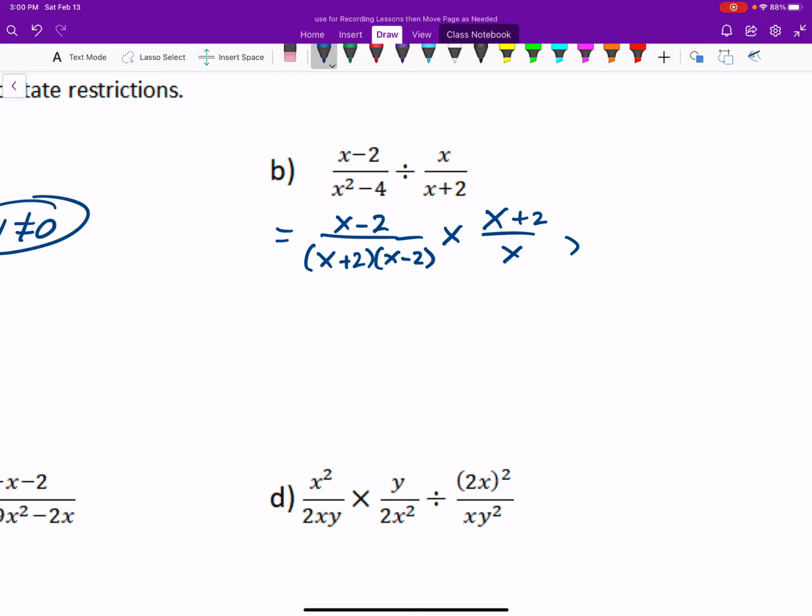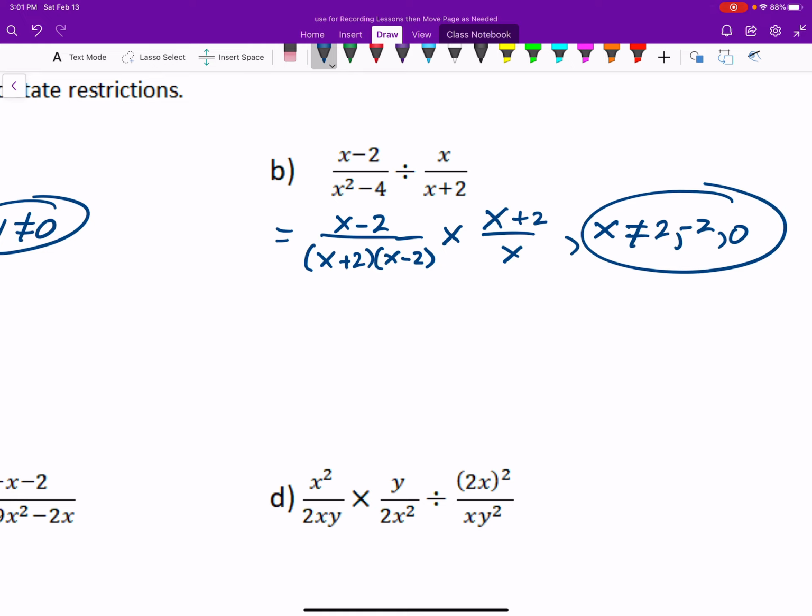As far as the restrictions go, x cannot equal plus or minus 2 from that denominator there. So plus 2, minus 2. X cannot equal minus 2 from this denominator. It's really the same thing as before I flipped it. But I've already covered the minus 2, so I don't need to worry about writing it a second time. Nor can x equal 0 from that denominator there. So there's my restrictions. Okay, now we reduce.